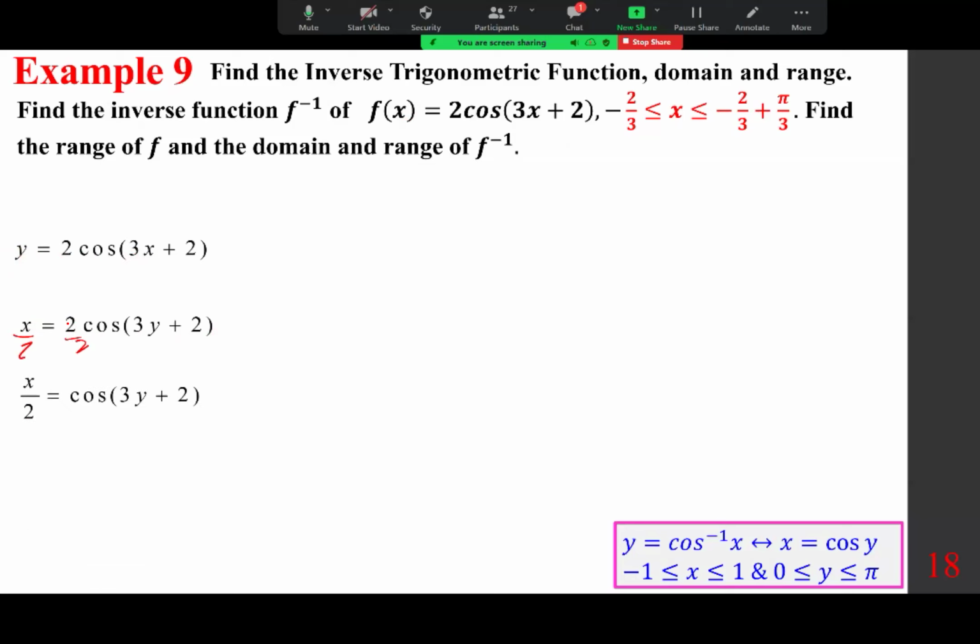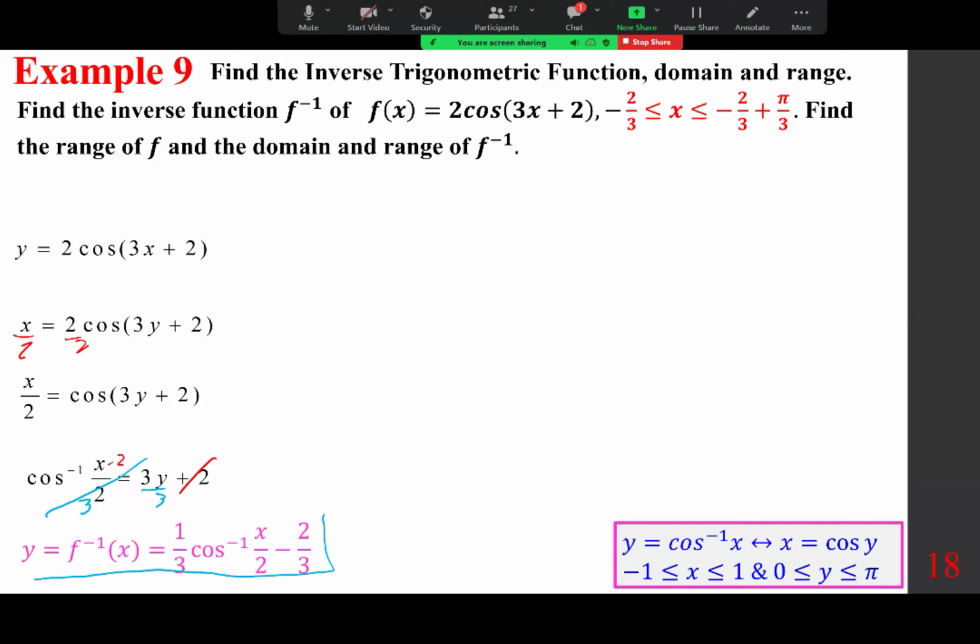Now that you have cosine and nothing else on the right, then by definition of an inverse, whatever this is, cosine inverse of the left side. So according to this, cosine inverse of x over 2 is 3y plus 2. You're solving for y. You are going to subtract 2, so minus 2. You are going to divide by 3. And then you get y, or f inverse of x, is cosine inverse of (x over 2) divided by 3, minus 2 divided by 3. So this is the inverse function you're looking at.